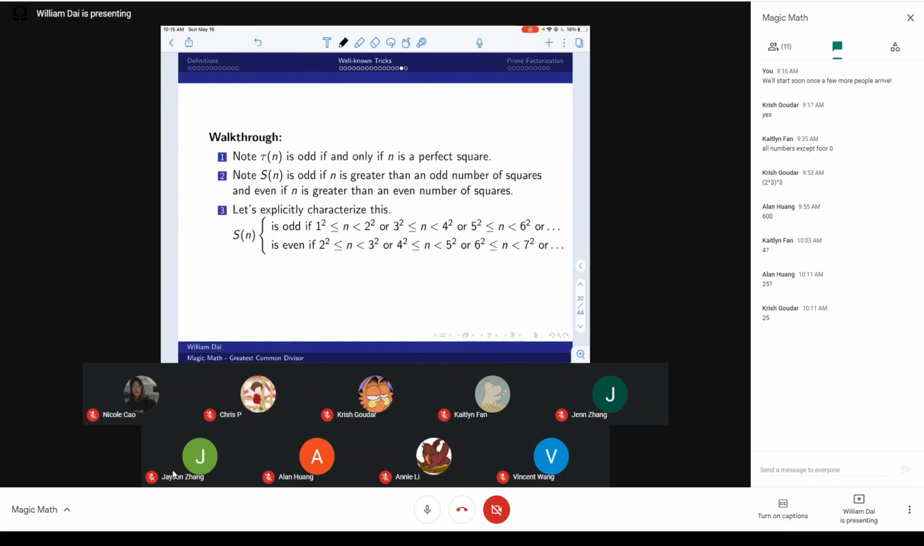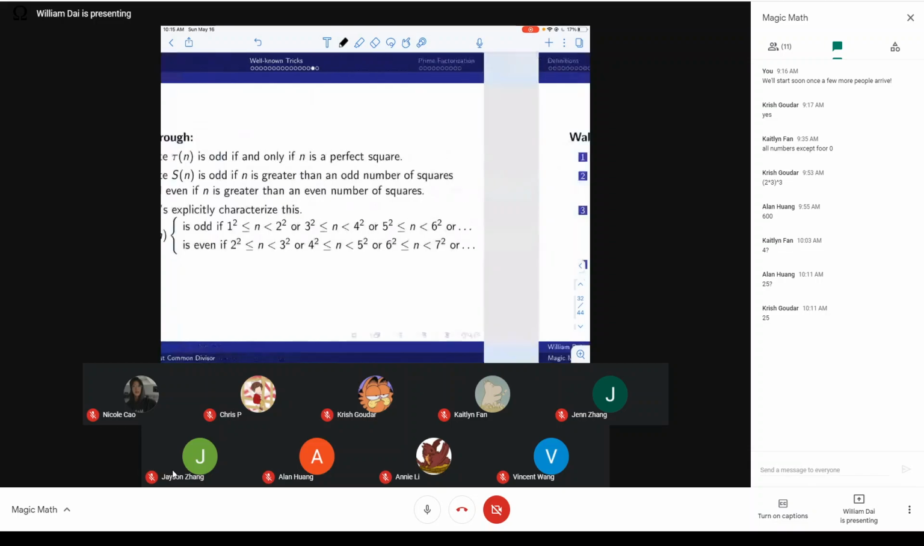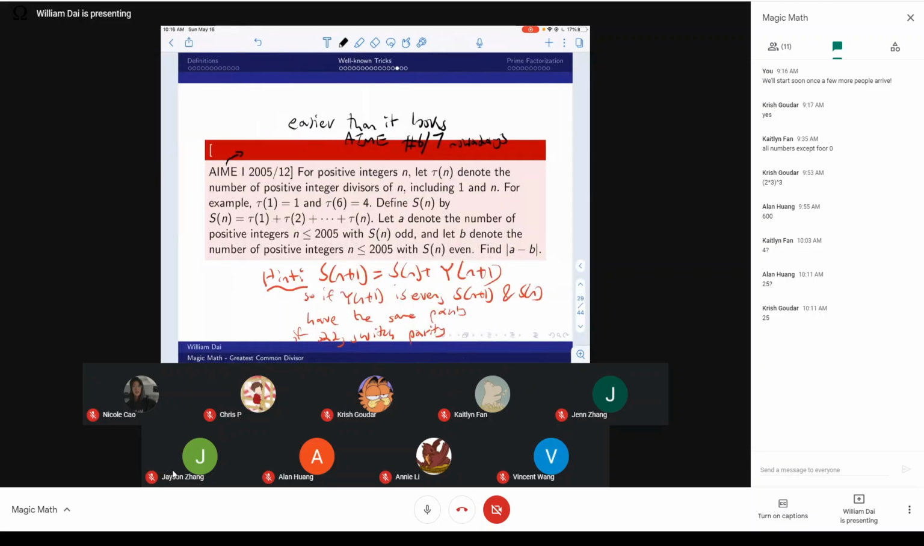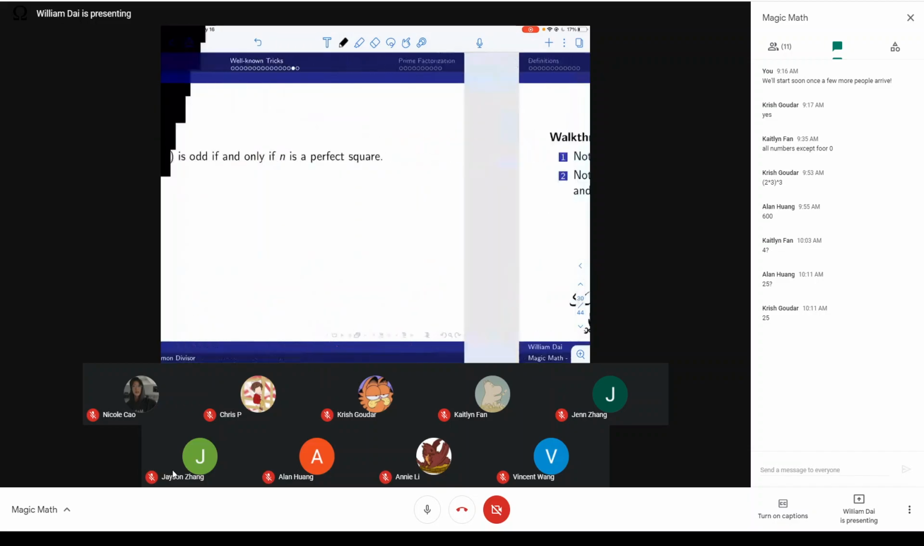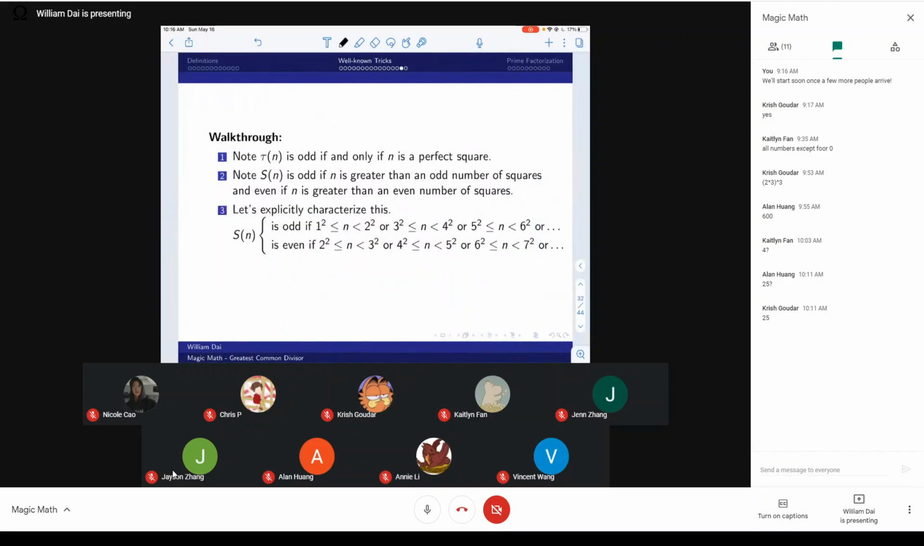And here is a very explicit characterization. Once we've figured out the previous step, we can do some algebra, and now we can calculate A and B, because remember what we're trying to find: A is the number of positive integers with Sn odd and B is the number of positive integers with Sn even. So A equals, the first interval here is 1 squared to 2 squared minus 1 inclusive, which is 2 squared minus 1 squared. And similarly, the other intervals are like this.